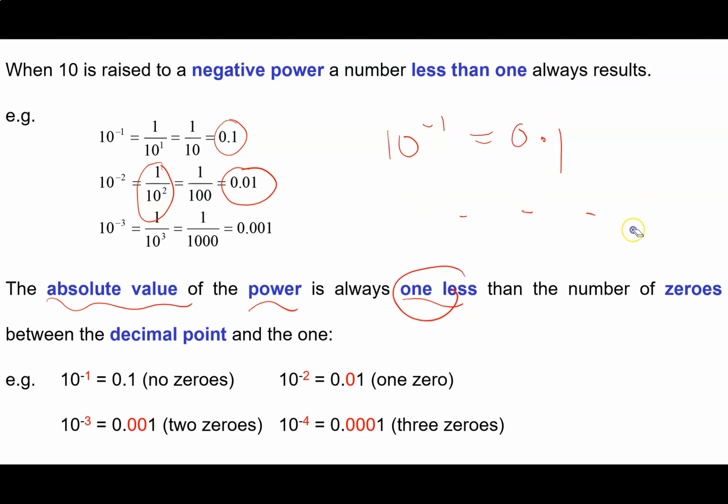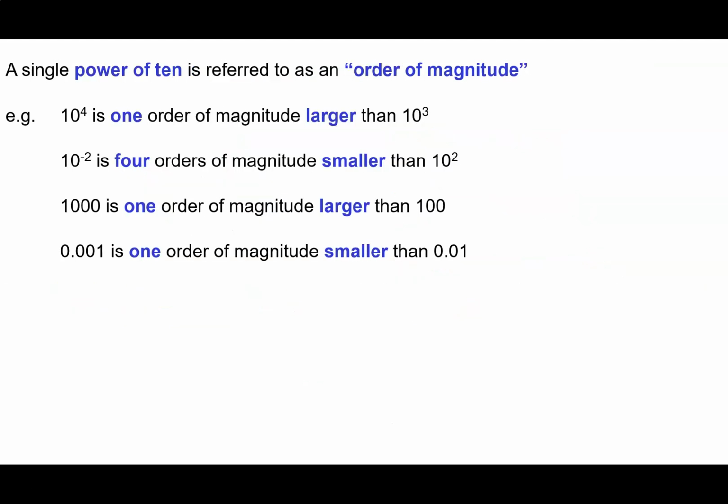Now if I go to 10 to the minus 2, I'm going to get 1 zero between the decimal point and the 1. 10 to the minus 3, I'm going to get 2 zeros between the decimal point and the 1, and so forth. You don't have to go through all of that math. You just have to remember minus 3, I'm going to get 2 zeros. Minus 2, I'm going to get 1 zero. Minus 1, I'm going to get no zeros, right? Pretty easy kind of procedure. It's just identifying how many zeros I'm going to get after the decimal point.